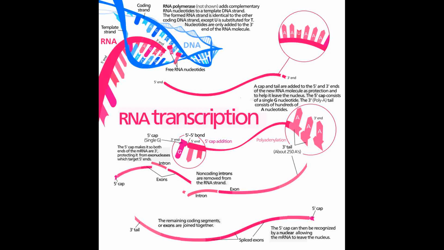A modified guanine 5' cap is put at the 5' end. A poly-A tail of about 250 adenines is attached to the 3' end. Both the 5' cap and the poly-A tail stabilize the pre-mRNA.